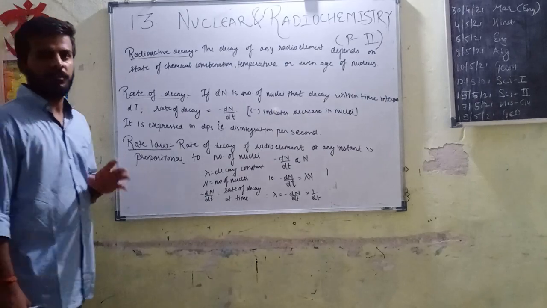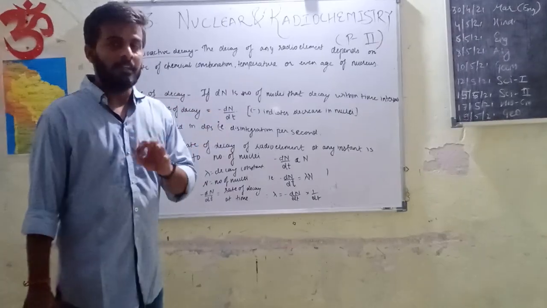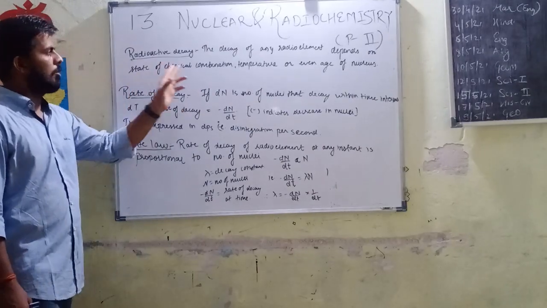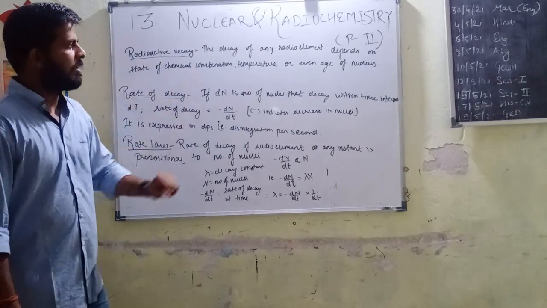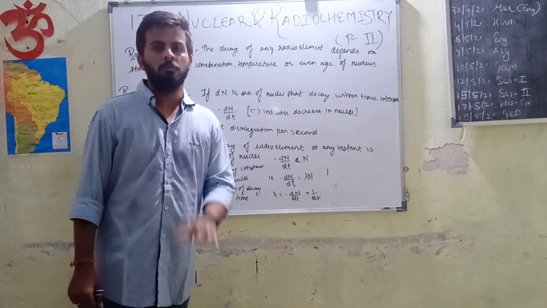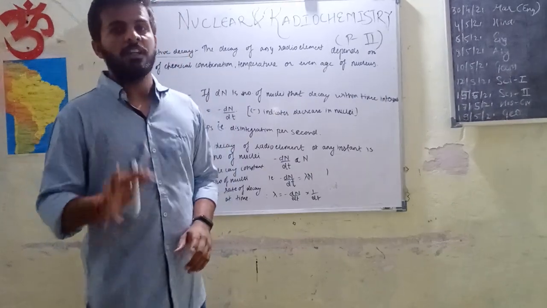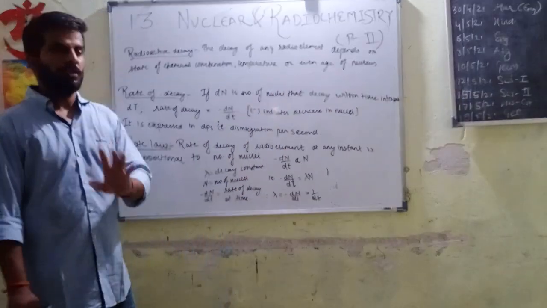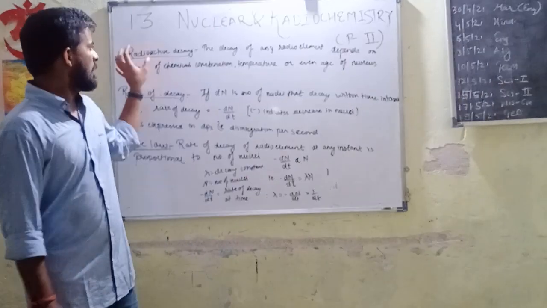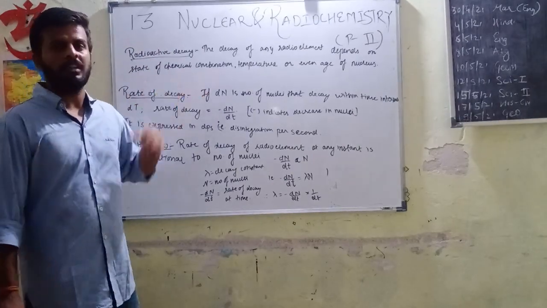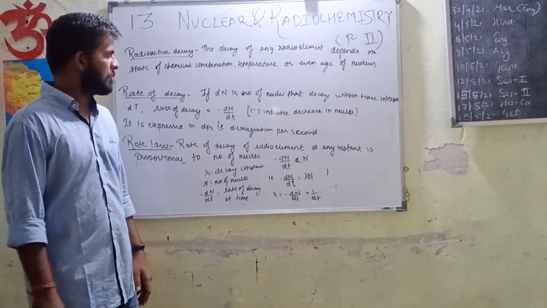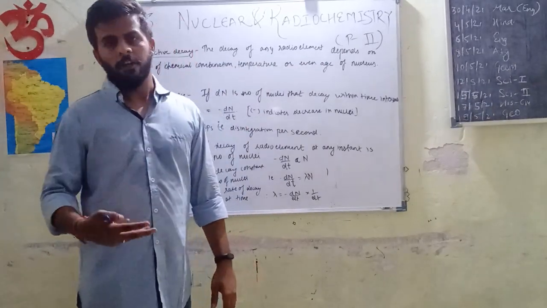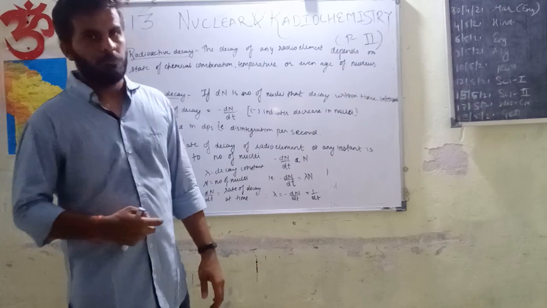Whenever a radioactive element starts to decay, it depends on the state of chemical combination, the temperature, or even the age of the nucleus. Understood? A radioactive element decays according to the age of its nucleus. If the nucleus starts to decay, there is radioactive decay. It also depends on the chemical combination of the radioactive element. Also, it depends on the temperature. The higher the temperature, the quicker the decay of that radioactive element might start.